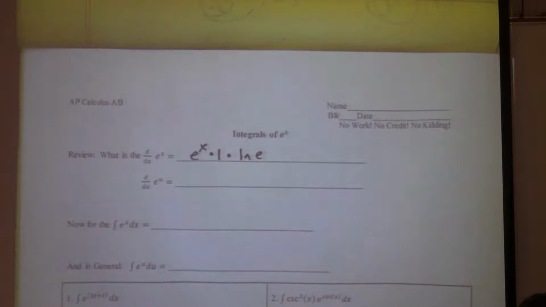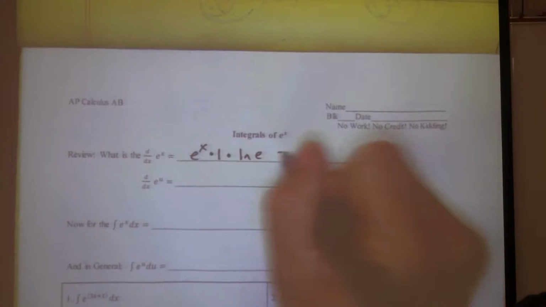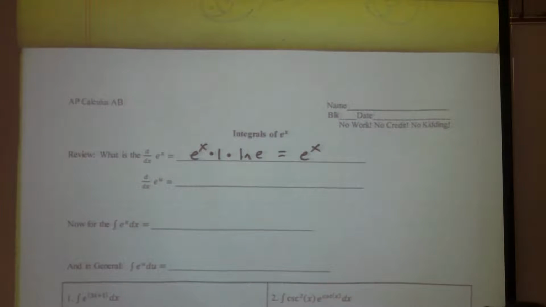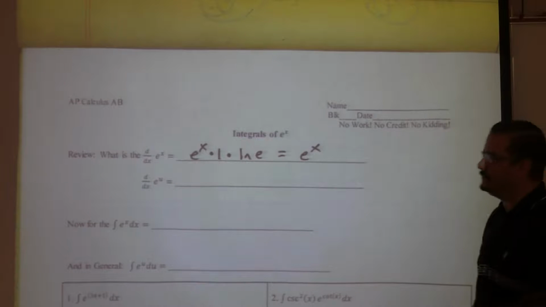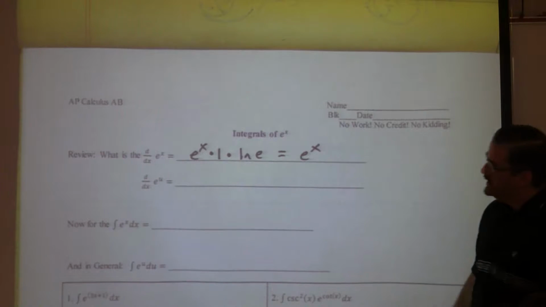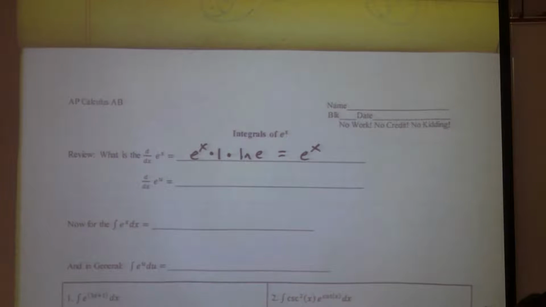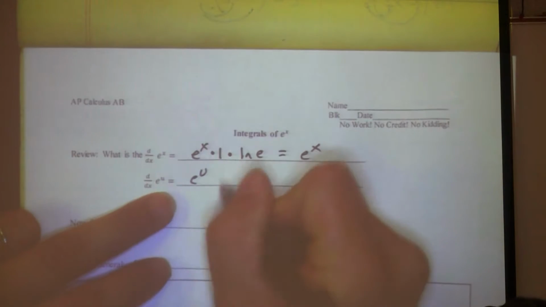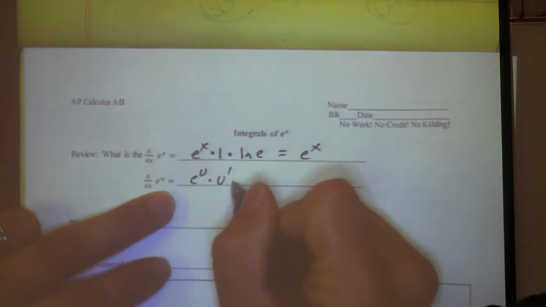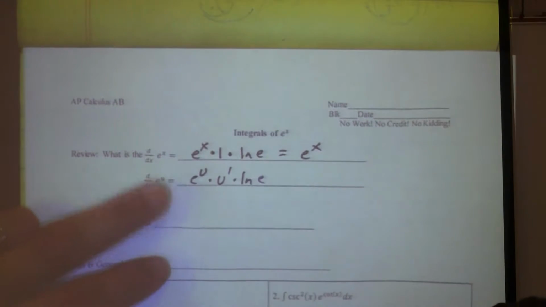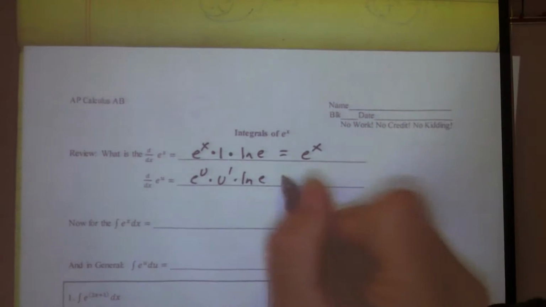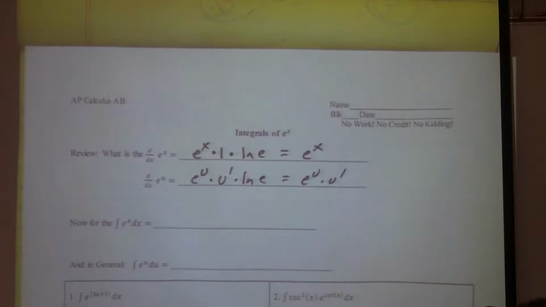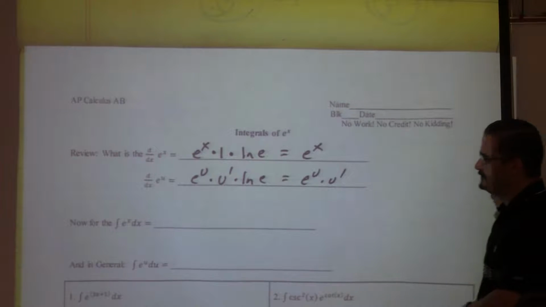So generally we would just say that the derivative of e to the x was what? E to the x, right? But there was a little bit more behind the scenes that was actually happening there. Okay, so if we make it more general and we say e to the u, what would the derivative of e to the u be? E to the u times u prime times ln of e. Which ultimately ended up just being e to the u times what? U prime, because that ln of e was just a 1.